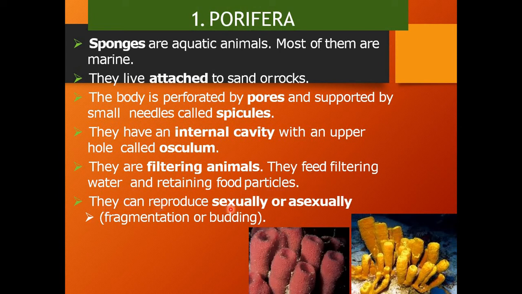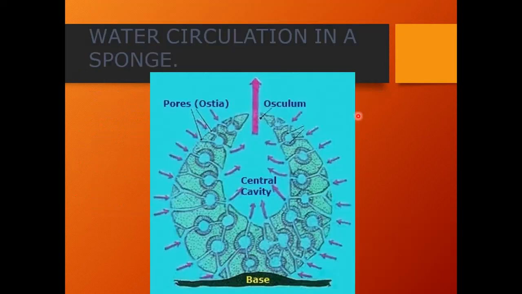And how can they reproduce? They can reproduce sexually or asexually. Asexually means fragmentation or budding. So this is the Porifera.